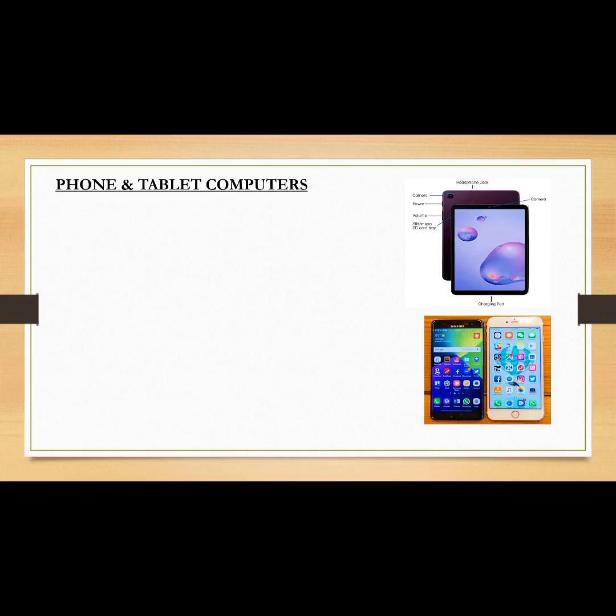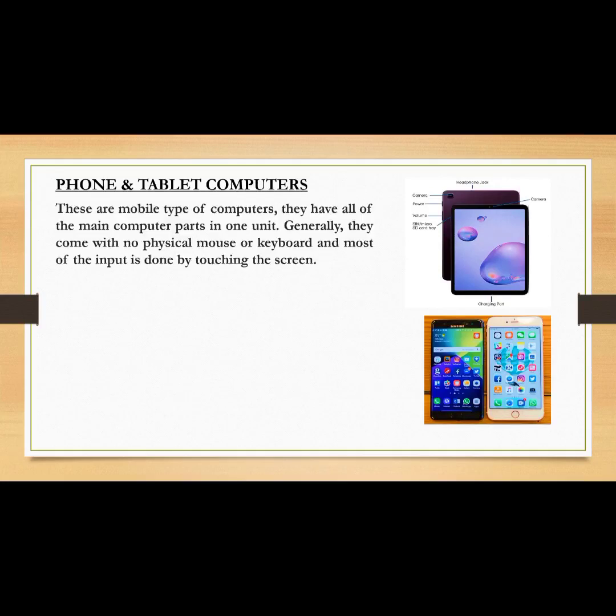Okay, so your phone and tablet are computers. They are types of computers that we have. These are mobile types of computers that all have the main computer part in one system. They have an inbuilt keyboard, and an inbuilt mouse usage, which is a touchpad. So they come with no physical mouse or keyboard, but most of the input is done on the touch screen.